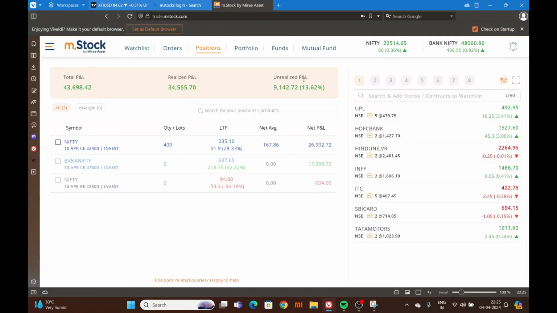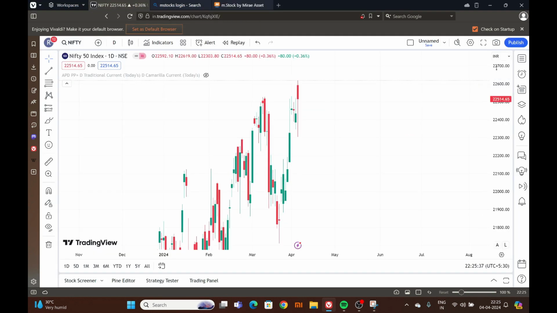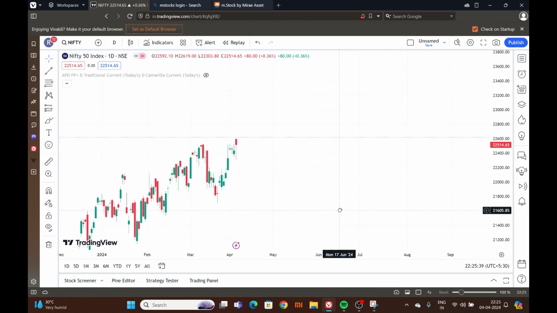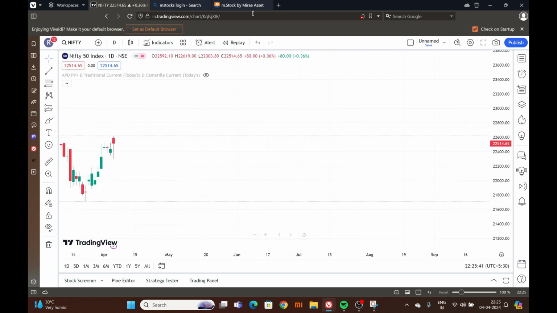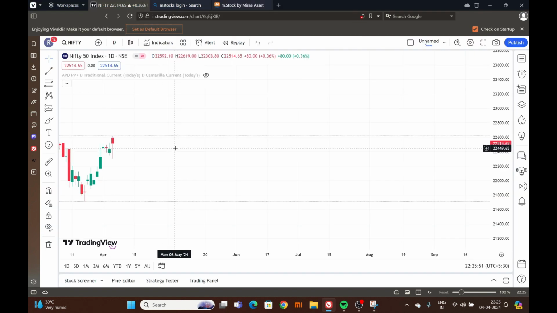Hey guys, today we made 40k in Nifty and BankNifty by only a call option buy, and we'd like to share the logic behind this trade in this video. So without wasting time, let's look at the chart. First we look into the Nifty chart. This position I made at closing time of yesterday. Why? Let me share the logic behind this.